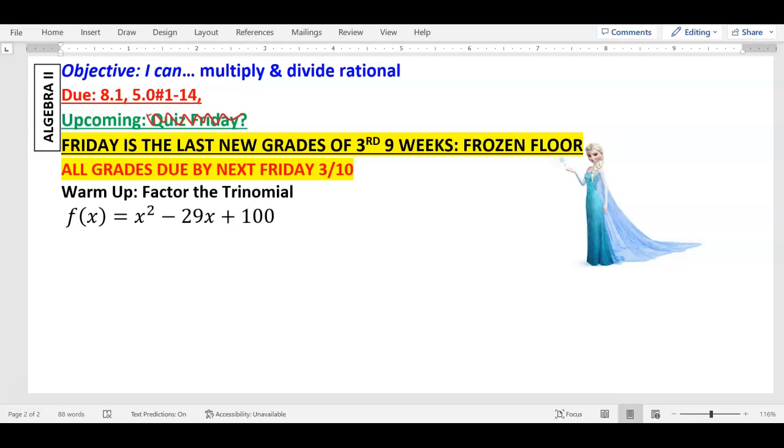The grades this week will go into the grade book, but after that, next week's grades will roll into the fourth 9 weeks. And all grades will be due by next Friday. So whatever your grade is after this Friday, it'll be a frozen floor, meaning it can't go down, but you do have a week to bring it up. So that's what we're gonna do, okay?